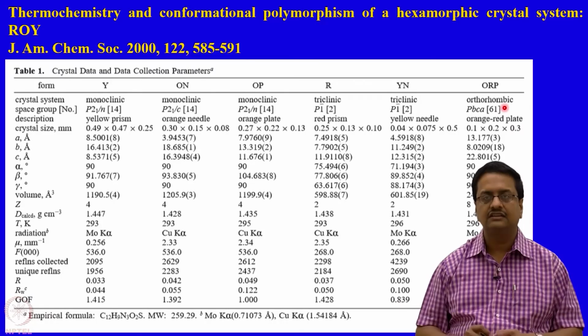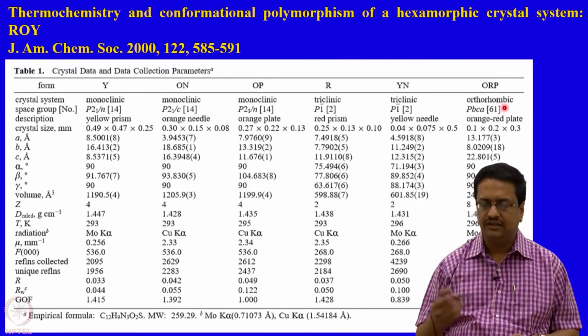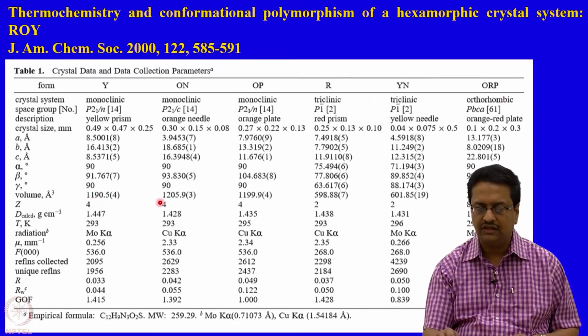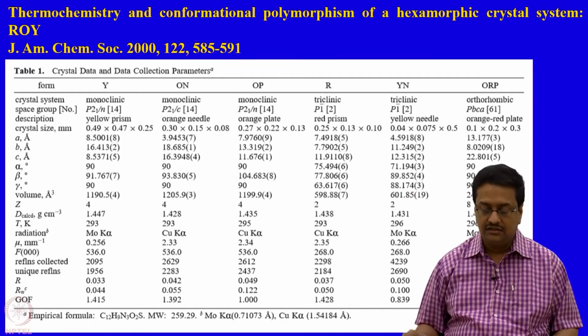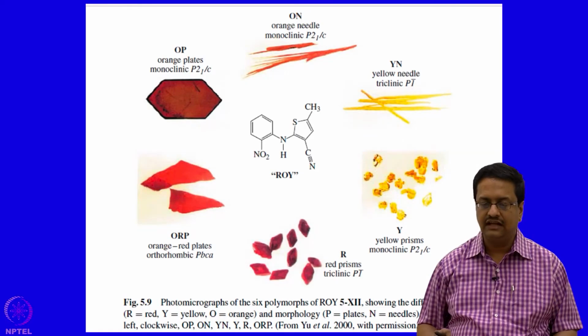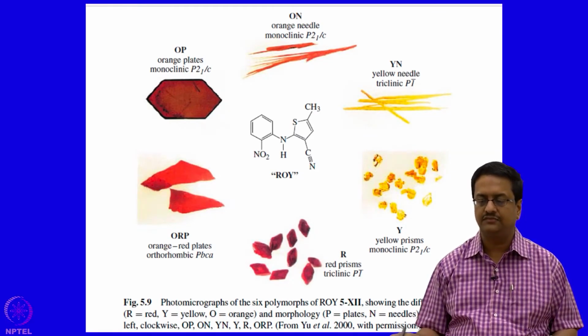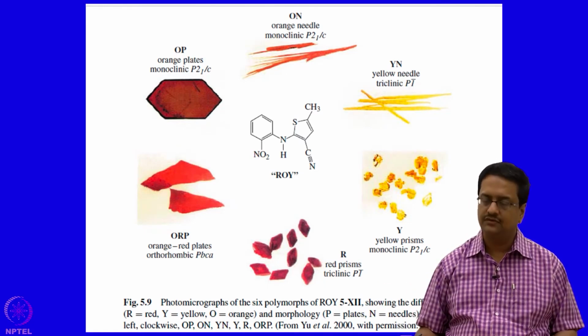So, the crystal system spans from triclinic to monoclinic to orthorhombic, space group from P-1 to P21/c to Pbca, and you can see that the volumes range about 1100 to 1200. For triclinic it is 600 and for orthorhombic it is 2400. The most important aspect is that for this particular compound, all these crystal forms have different colors and different morphologies.